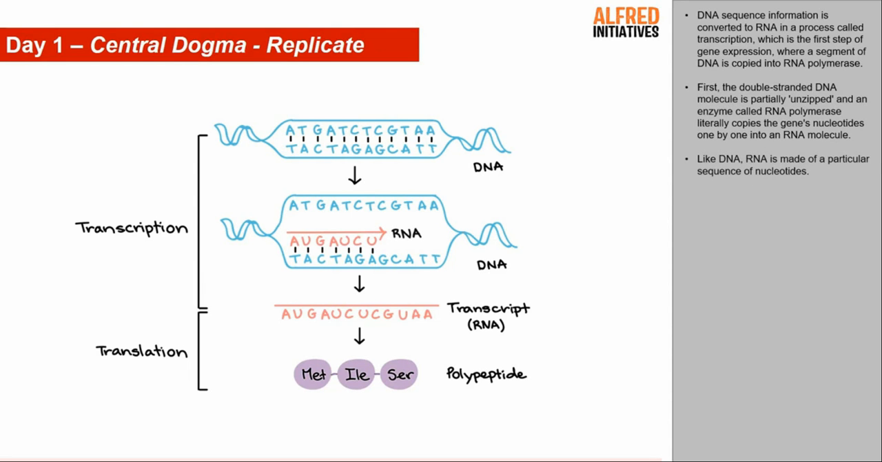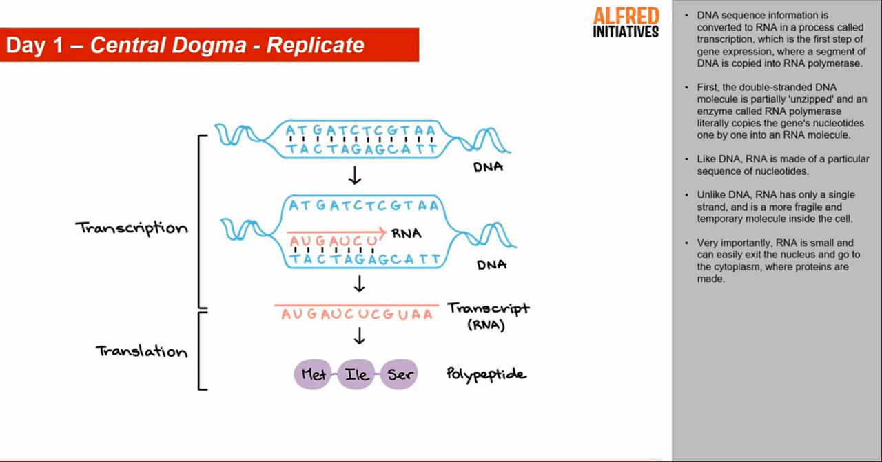Like DNA, RNA is made of a particular sequence of nucleotides. Unlike DNA, RNA has only a single strand and is a more fragile and temporary molecule inside the cell. Very importantly, RNA is small and can easily exit the nucleus and go to the cytoplasm, where proteins are made. The sequence encoded in the RNA molecule is decoded and converted into an amino acid sequence in a process called translation.